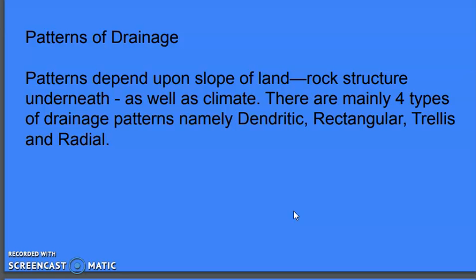There are different kinds of drainage patterns. Basically there are 4 types of drainage pattern. One is the dendritic drainage pattern, another is the rectangular drainage pattern, the third is the trellis drainage pattern, and the fourth is the radial drainage pattern. Apart from these, there are a few more drainage patterns also. Now the first one, dendritic drainage pattern.